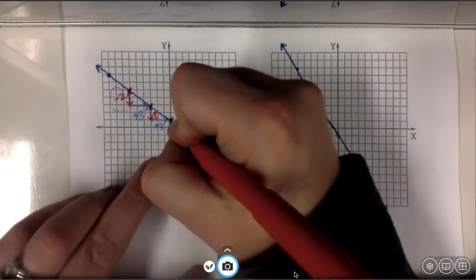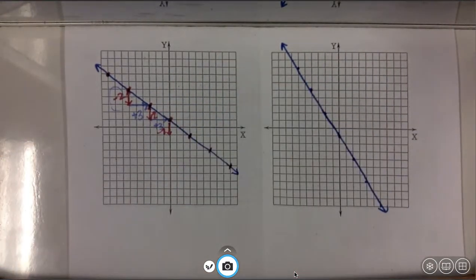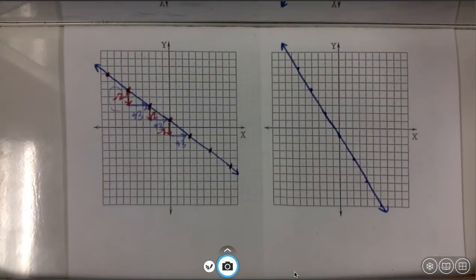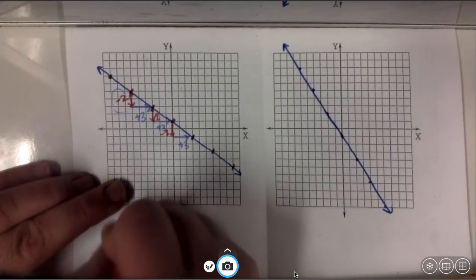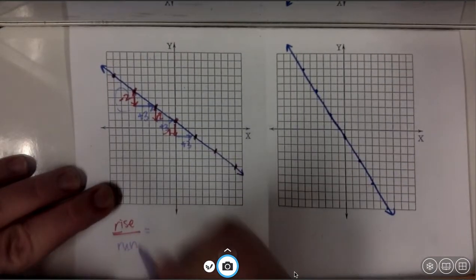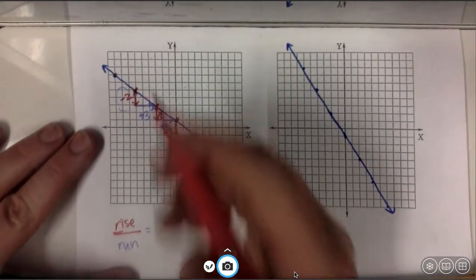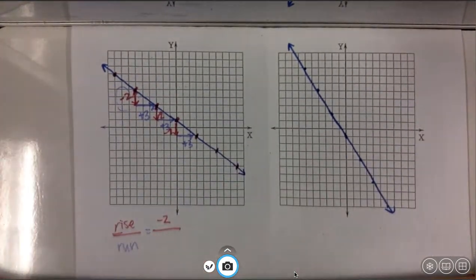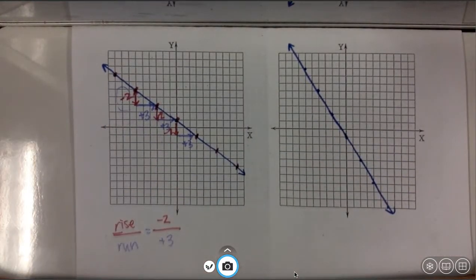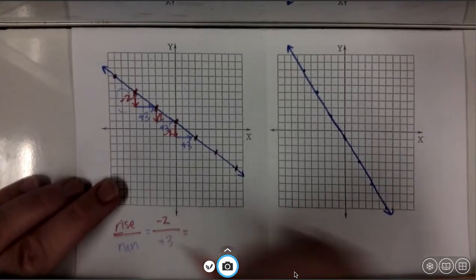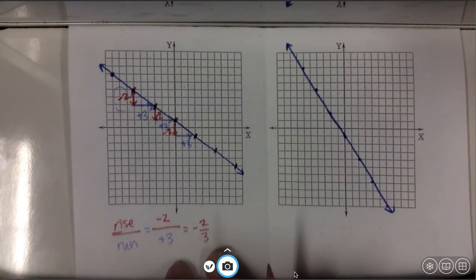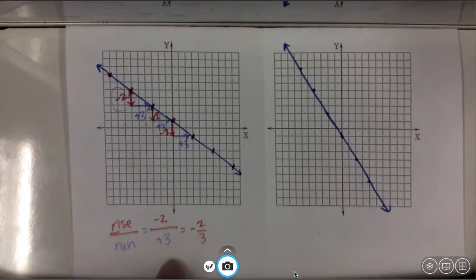And I can do this over and over again. Down 2 units, to the right 3 units, and so on. So my rise over run, if I'm going to look at this, I have a decrease of 2 units over an increase of horizontally 3 units. 2 over 3, I can simplify that, so I can say negative 2/3. Nice negative slope for this nice negative slope dude run.